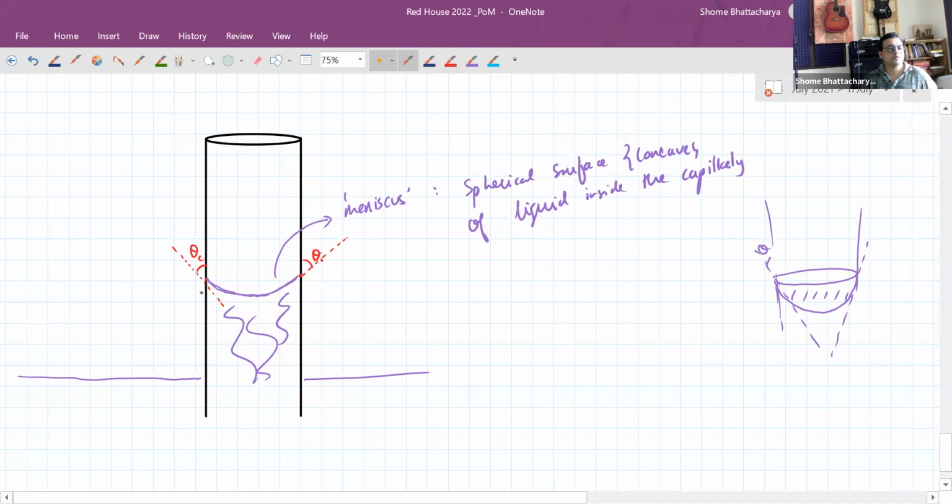Now if we draw a normal at the point of contact, that is the radial direction. Where the two normals meet is the center of curvature of the meniscus. This C is the center of curvature of this liquid meniscus. Let's say the radius of the meniscus is small r.